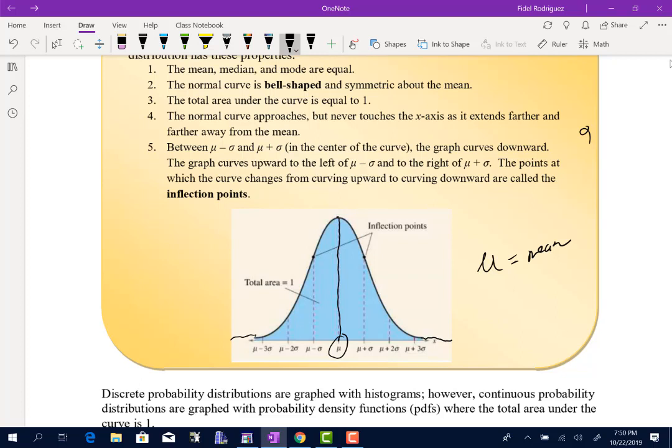And then it says between mu minus, anybody remember what this little, we were calling it O with a hat, but anybody remember what it's actually called? It's called the standard deviation, but anybody know what the symbol is called? Sigma, right? Okay, so this is our sigma, which is the same thing as our standard deviation, right? Okay, so it says the area between the mean minus the standard deviation and the mean plus the standard deviation of the curve, the graph curves downward.